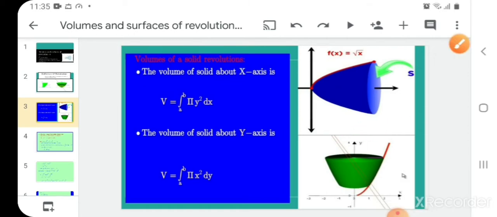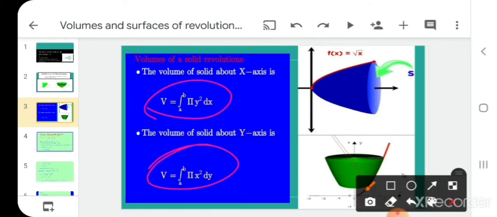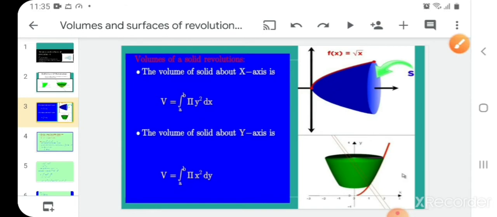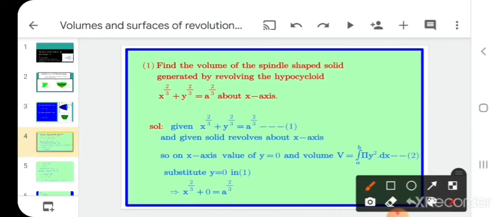See here, these are the two formulas, very simple formulas. But before doing these problems, we should learn the formulas of integration. Without knowing the formulas of integration, we can't do even a single problem. We should learn the formulas of integration. In these problems, we use only basic integration formulas. So see here, what is the first problem?